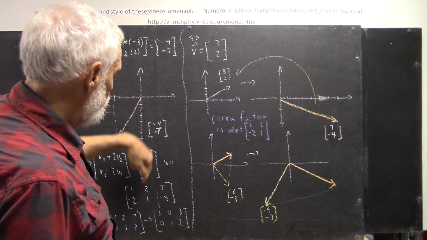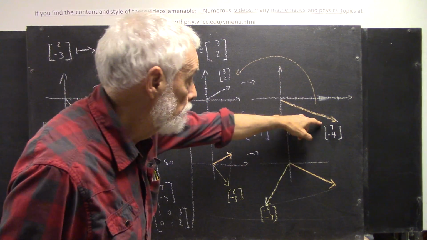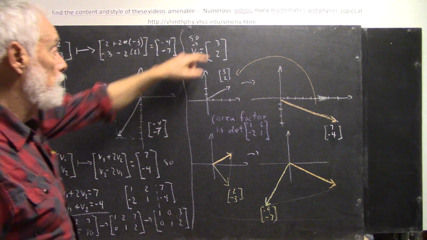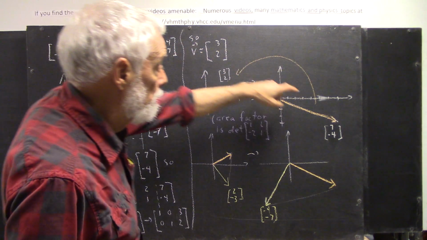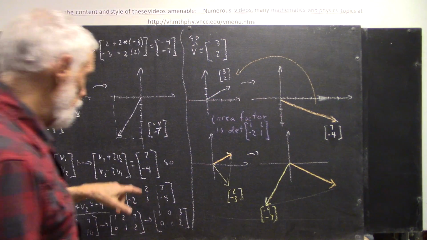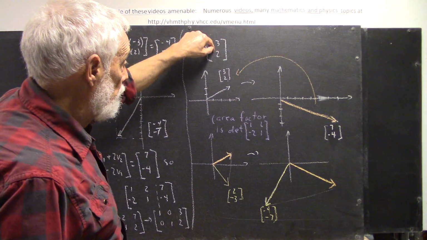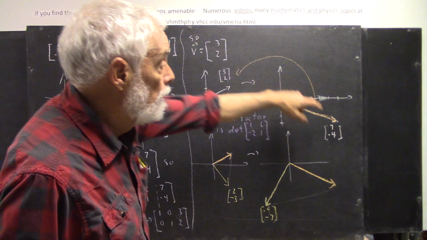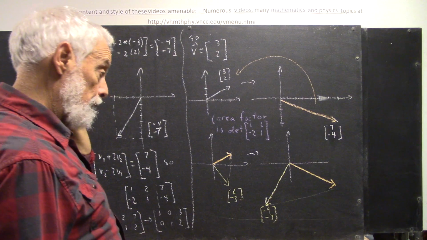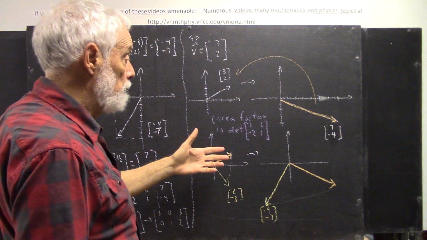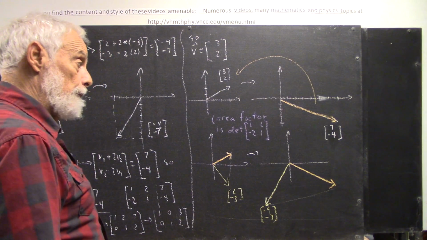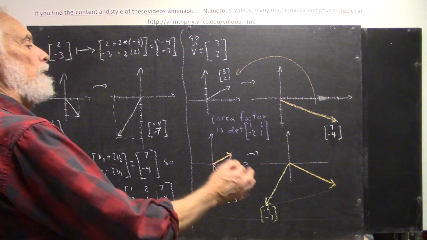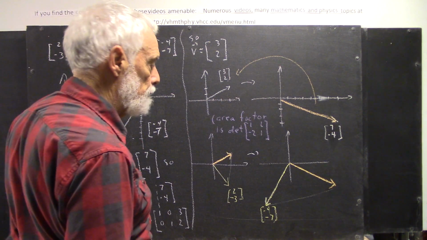1 times 3 is 3. 2 times 2 is 4, plus 3 gives us our 7. Negative 2 times 3 is negative 6. 1 times 2 is 2. Add up, you get negative 4. Okay, so this matrix multiplied by the coordinates of a vector over here gives us a vector over here. And if this matrix is invertible, we can multiply the inverse by a vector over here to get the vector it came from. Now I'm saying the area factor is the determinant of this matrix.